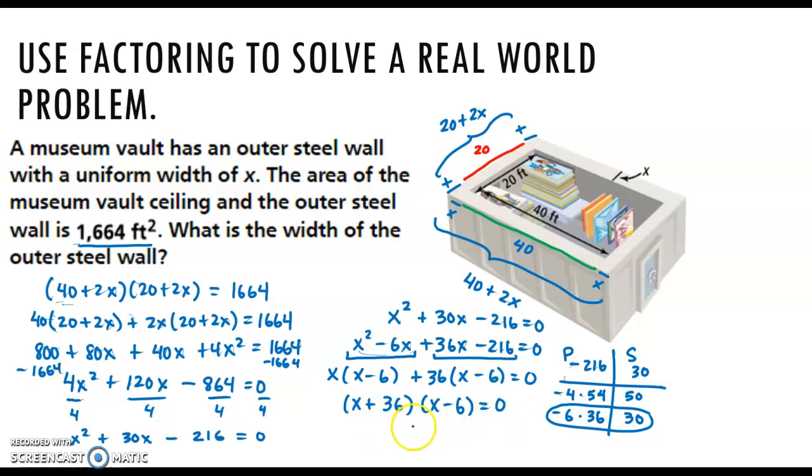A times b is equal to 0, so I can say, well, maybe x plus 36 equals 0, and that would mean x is equal to negative 36. Or maybe x minus 6 is equal to 0, and that would mean that x is equal to 6. One of these numbers doesn't make sense because we're talking about a dimension. We're talking about how wide that wall is. There's no way for a wall to be negative 36 feet wide. So the only possible answer is x equals 6 because that's the only number that makes sense. So that means that this is a vault with 6 feet wide walls all around it.